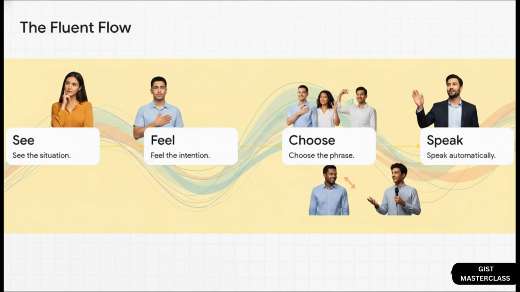Because once you master this, that agonizing 5-step translation route we looked at earlier, it's gone. Your new, streamlined process becomes this incredibly fast 4-step flow. You see the situation, you feel the intention, you choose the phrase, you speak. That's it. We skip translation entirely and reduce mental lag to absolute zero.